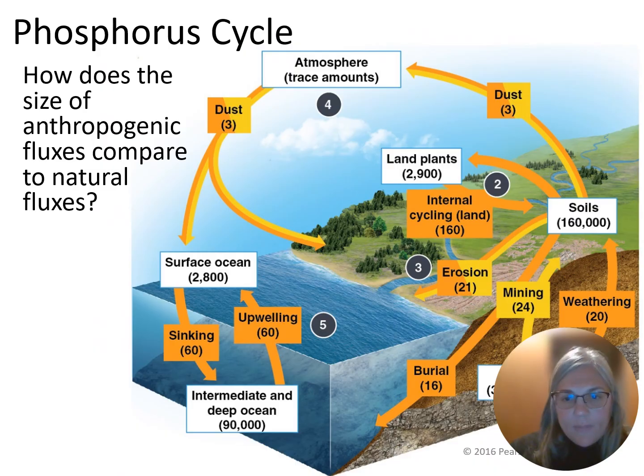Okay, so a little bit back to the phosphorus cycle. How does the size of the anthropogenic fluxes compare to natural fluxes in the phosphorus cycle? So here we've got mining, erosion, the dust. I think if it's yellow, then it's more human influence than if it's orange.